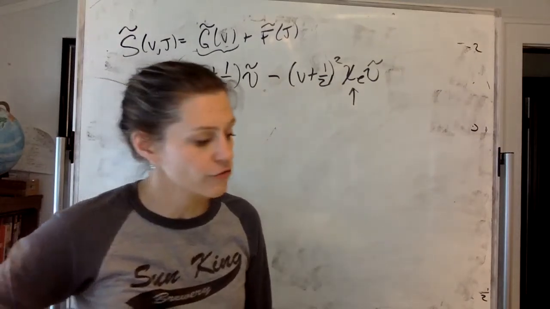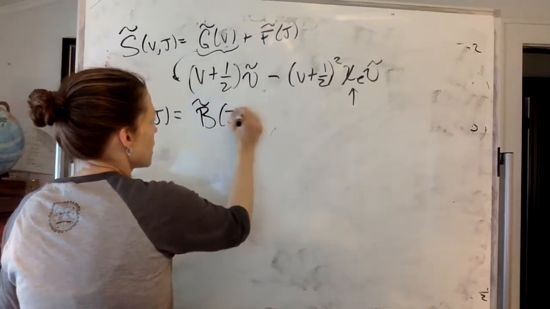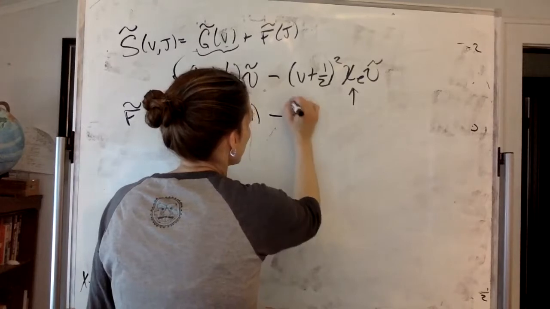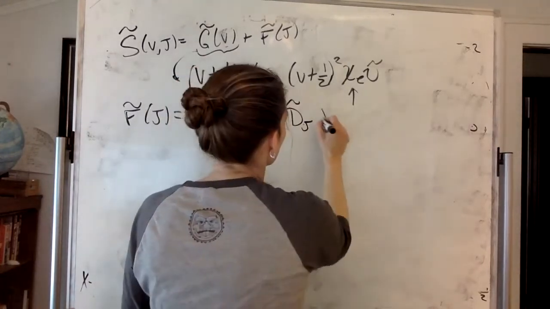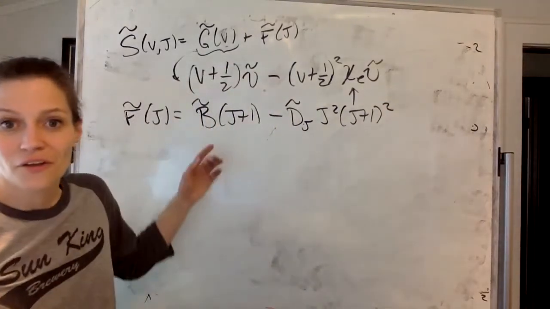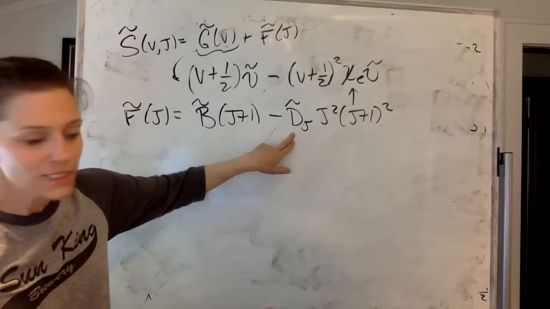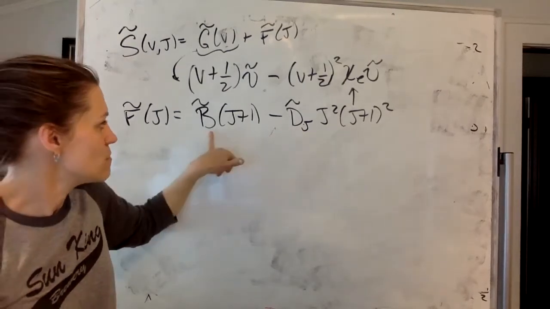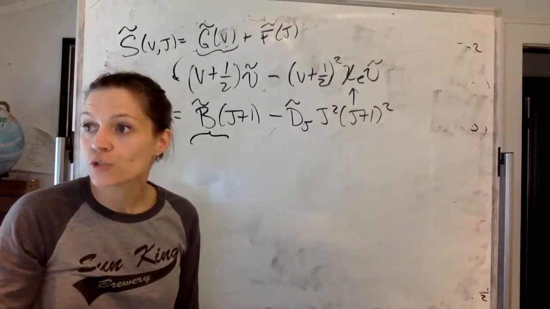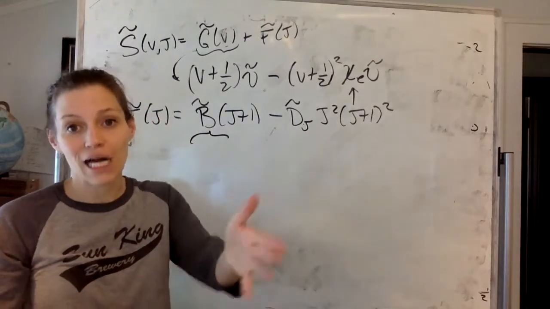I'm on page 434, and we've got B J (J plus 1) minus D J tilde J squared (J plus 1) squared. Now, so this then is the centrifugal distortion constant, as well as B here, B tilde includes the anharmonicity or the vibrational rotational coupling constant.